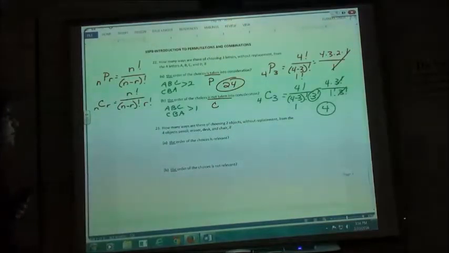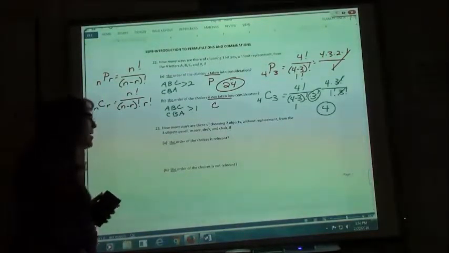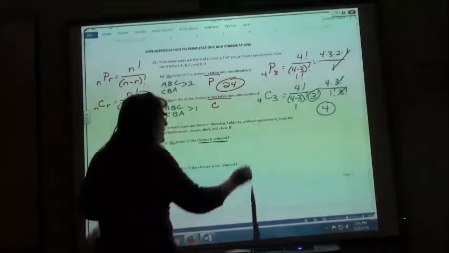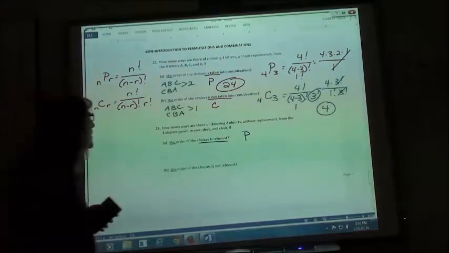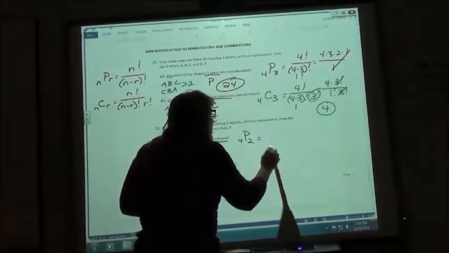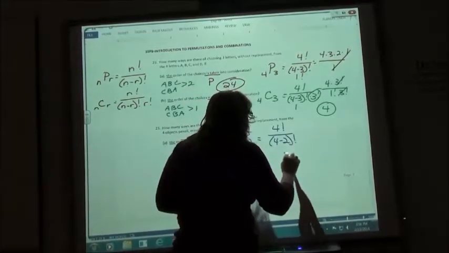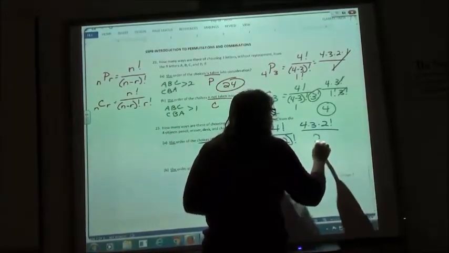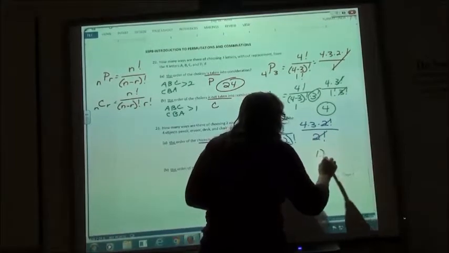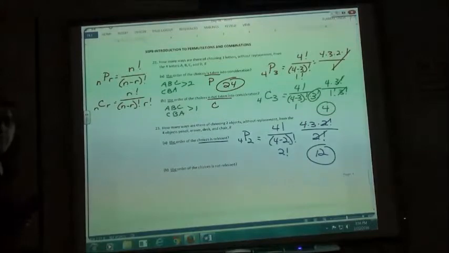So, how many ways are there of choosing 2 objects without replacement from 4 objects? A pencil, eraser, desk, and a chair. If the order is relevant, if pencil, eraser is different from eraser, pencil, then I have 4 objects taken 2 at a time. 4 factorial over 4 minus 2 factorial, which is 2 factorial. So 4 times 3 times 2 factorial over 2 factorial gives me 12 different ways of arranging my 2 objects from those 4 selections.